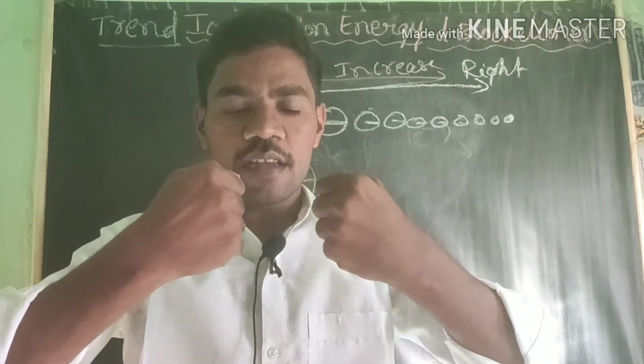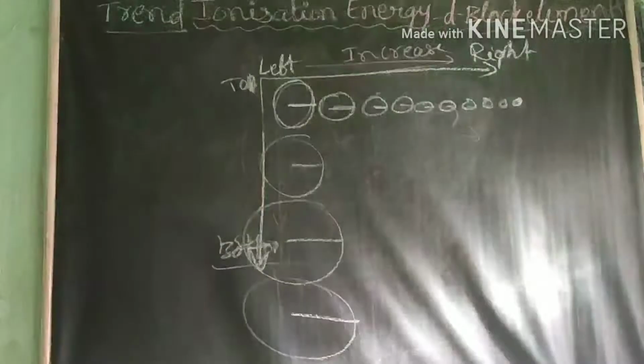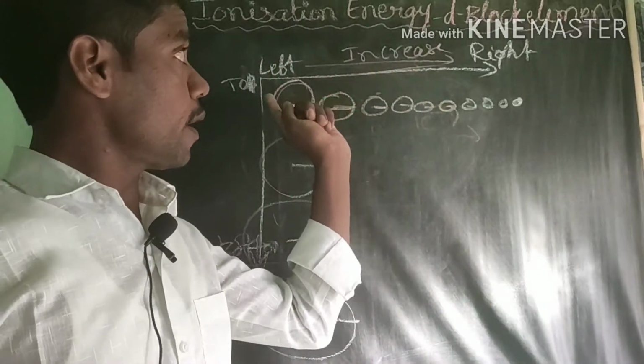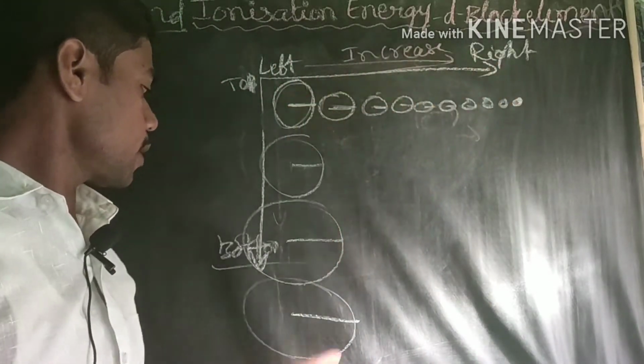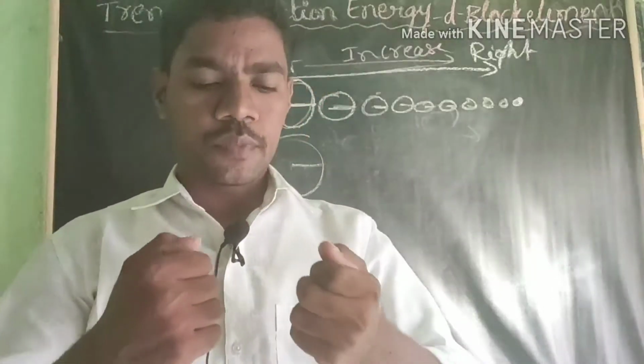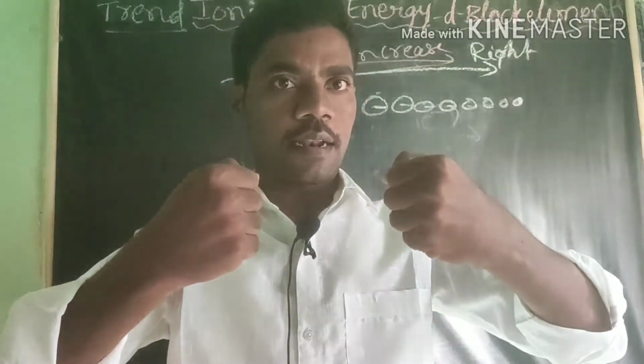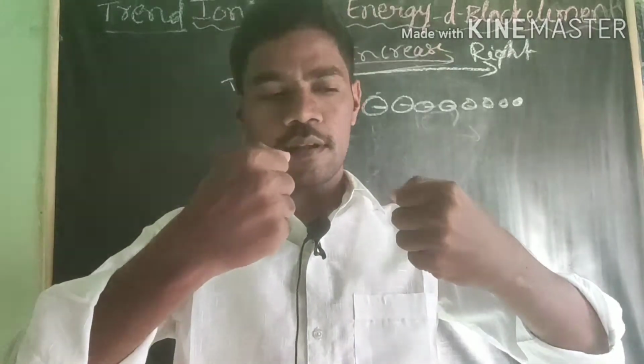If the atom is larger, the force of attraction will be less. Okay, you see here, the ionization energy increases from left to right, and from top to bottom it decreases. We see here if atoms are very large, for example, this is the proton, this is the electron, this is the nucleus and this is the electron.